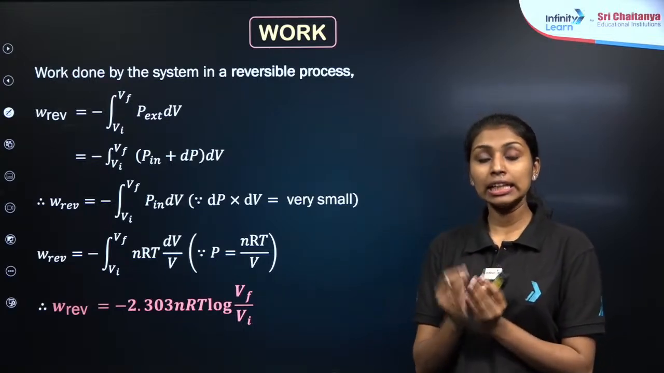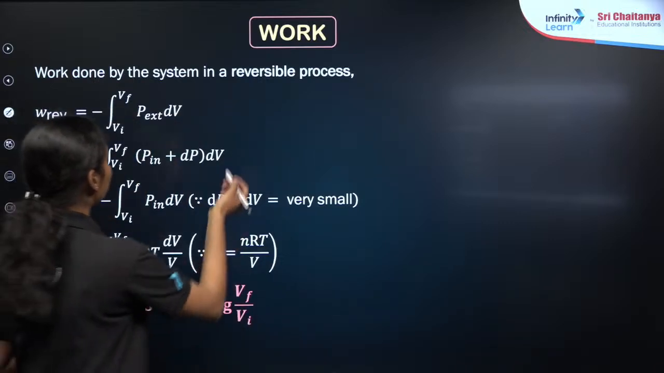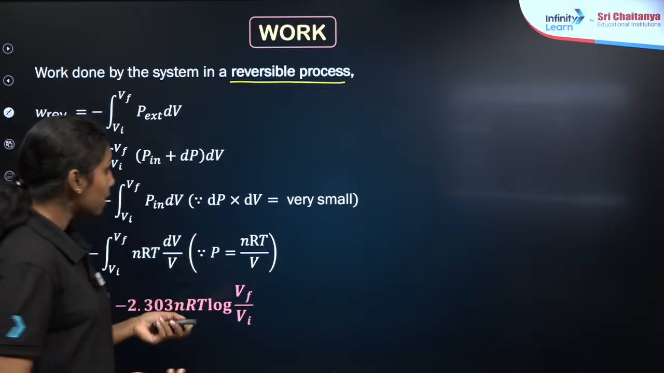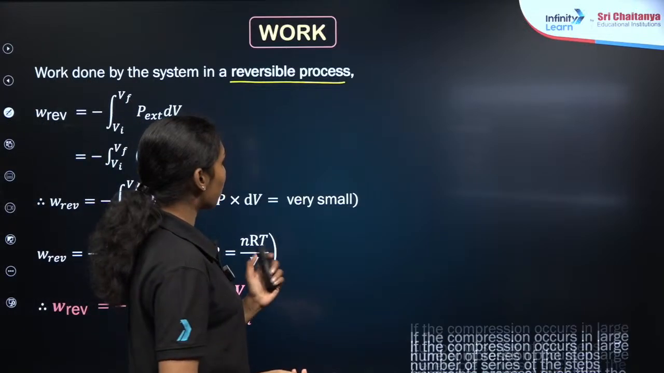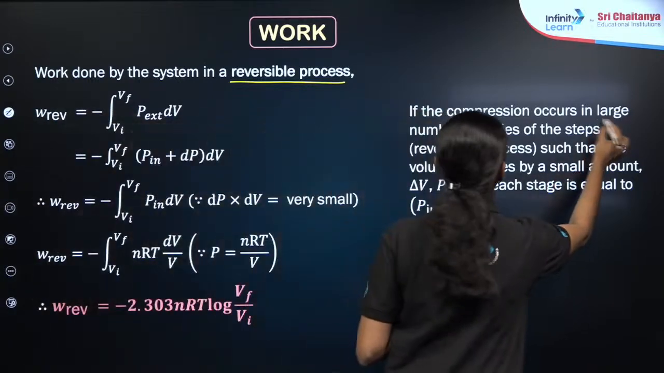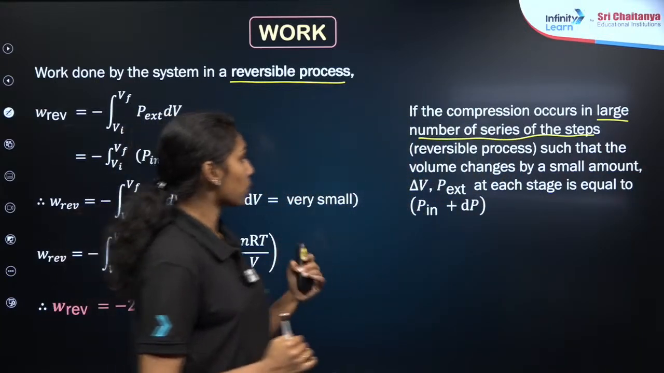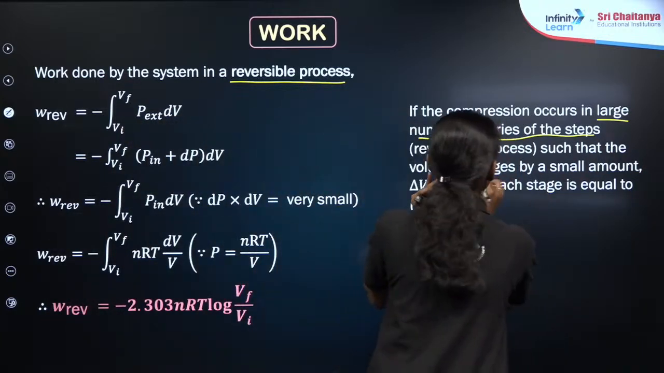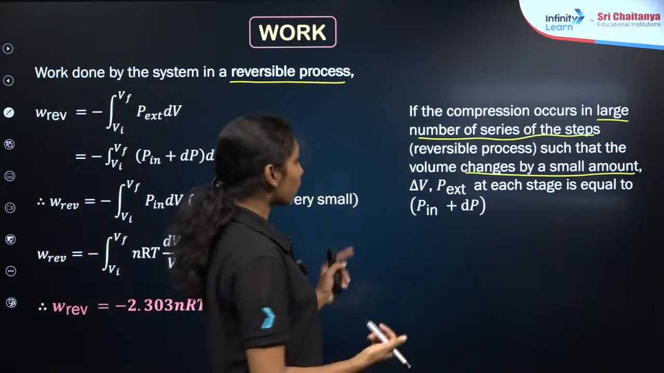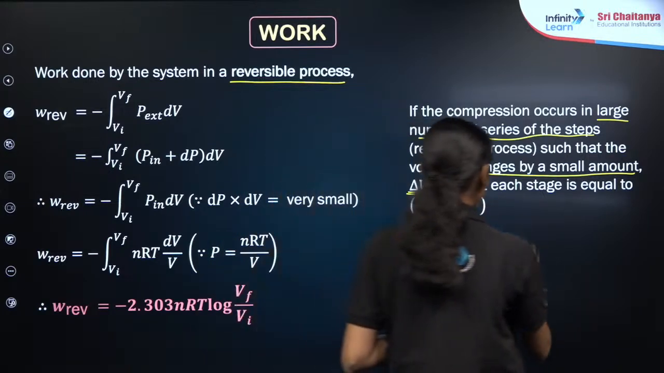Now let us discuss the work done during a reversible as well as irreversible process. We will start with the reversible process. A reversible process means the process which is happening can be reversed back. So if the compression occurs in a large number of series or steps, we will term this process a reversible process, such that the volume always changes by a small amount delta V. So the pressure is also changing here.